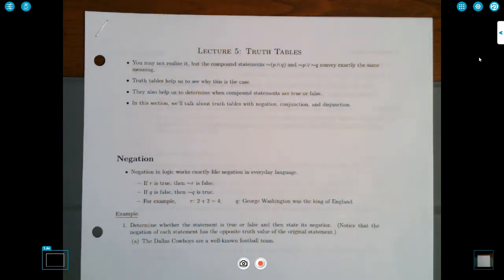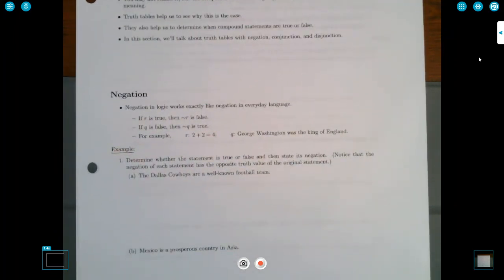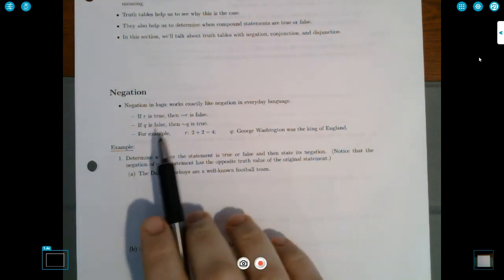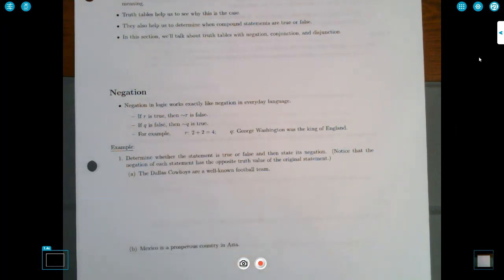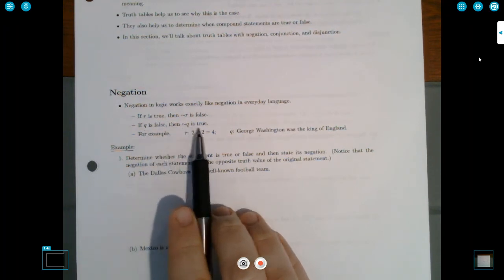Let's talk about negation. Negation in logic works exactly like negation in everyday language, or at least in the English language. In Spanish, for example, double negatives don't necessarily make a positive, but they do in English. So negation in logic works exactly like negation in everyday English. If R is true, then not R is false. And similarly, if Q is false, then not Q is true.